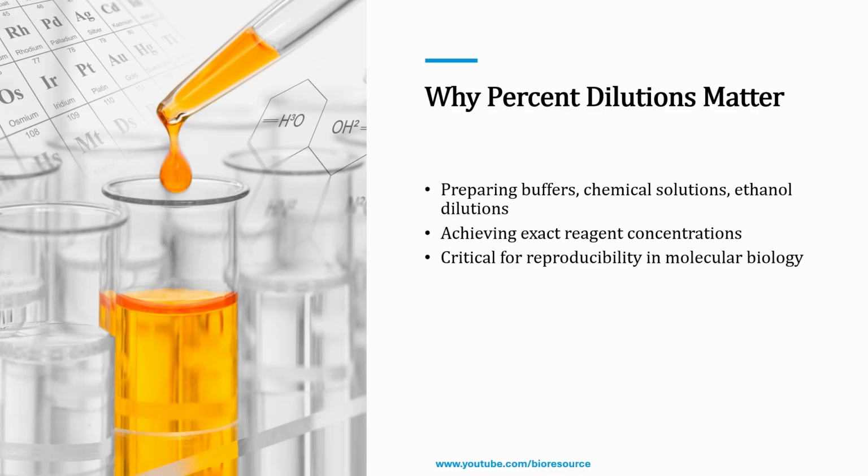Percentage dilutions matter because they define the exact chemical environment required for biological reactions to work correctly. Even small errors in percentage concentration can inhibit enzymes, disrupt cell integrity, alter reaction efficiency, and make experiments irreproducible. Accurate percentage dilutions ensure consistent buffer composition, reliable assay performance, and high quality reproducible data across molecular biology workflows.